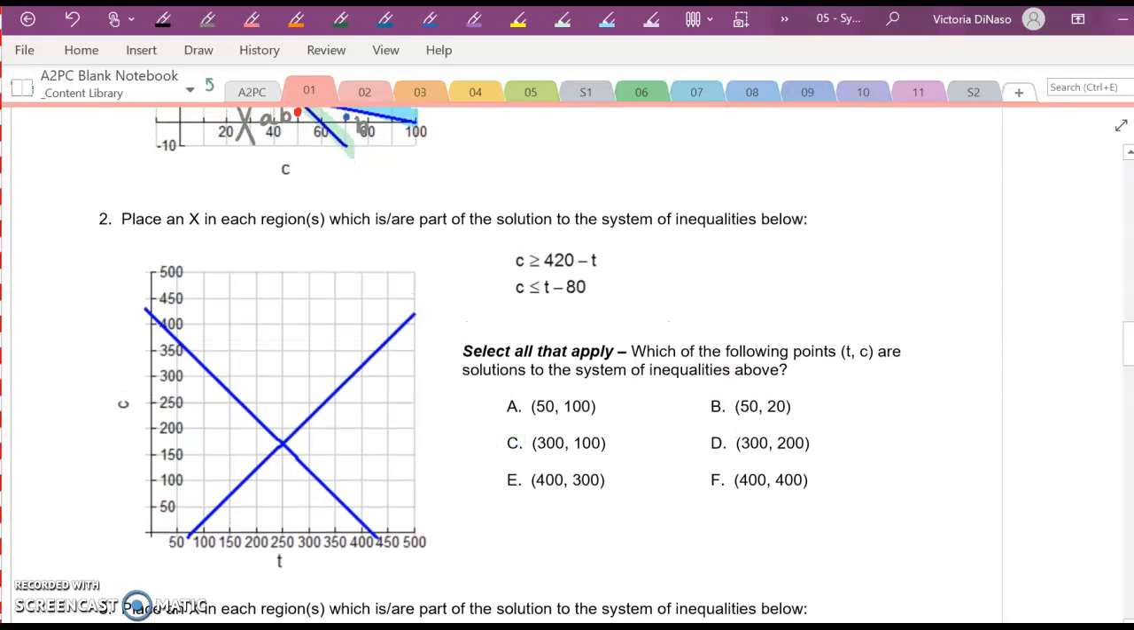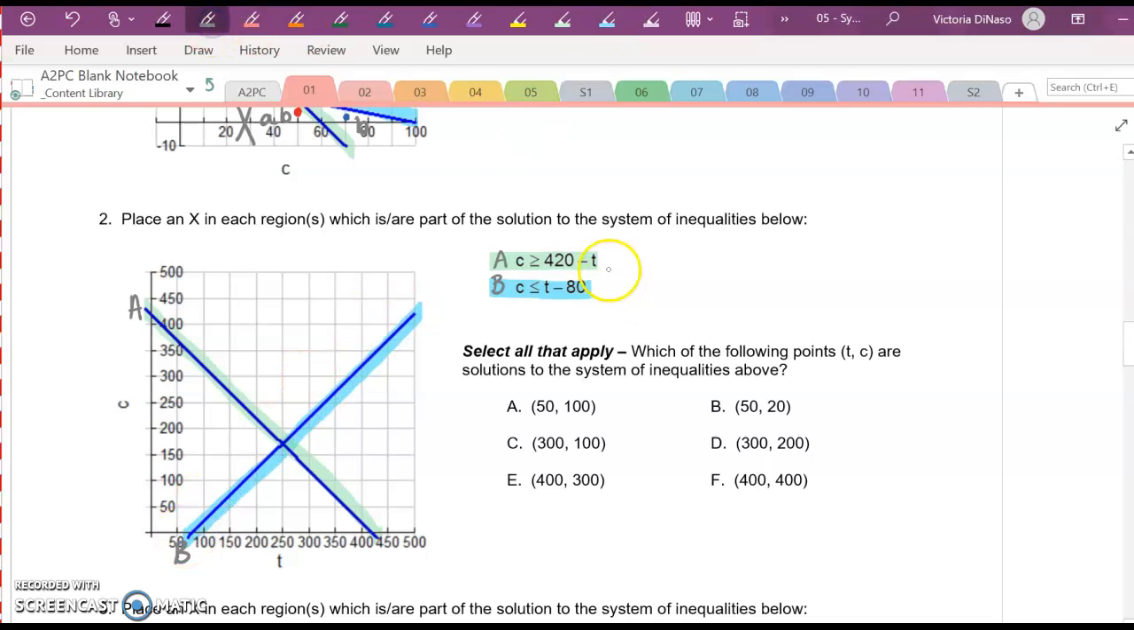In number 2, we're going to place an X in the shaded region. So I'm going to label this top one A and the bottom one B. We're going to have to figure out which line goes with which. So when I take a look at the equation C is greater than or equal to 420 minus T, I noticed two things. First of all, we have a positive y-intercept at 420 and a negative slope. Well, positive y-intercept and negative slope, I can go ahead and label this as line A. I'm going to go ahead and highlight that line, which means that by process of elimination, this has to be line B. I'm going to go ahead and highlight this line.